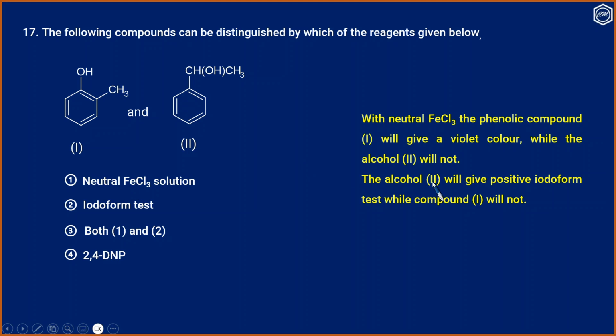Similarly, the alcohol 2 will give a positive iodoform test because it contains CH(OH)CH3. Therefore, the phenol will not give the iodoform test. So we can use both a neutral ferric chloride solution and the iodoform test for distinguishing between these two compounds. So option 3 could be taken as the answer. That is the correct answer.